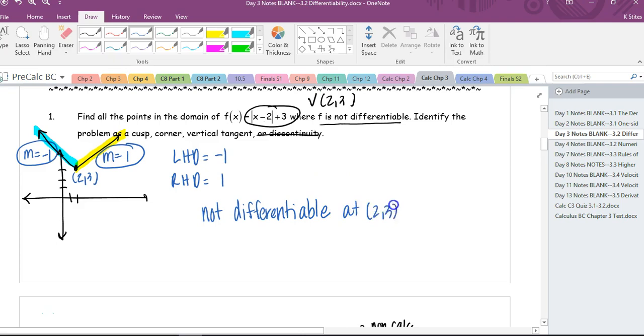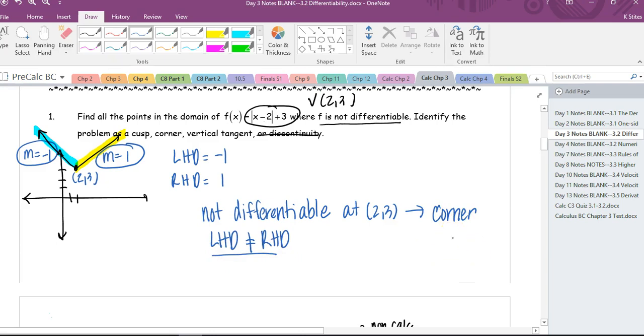At 2, 3, and that's due to a corner. And the reason being, the left-hand derivative is not equal to the right-hand derivative. Okay, so this is just your explanation as to why it's specifically a corner.